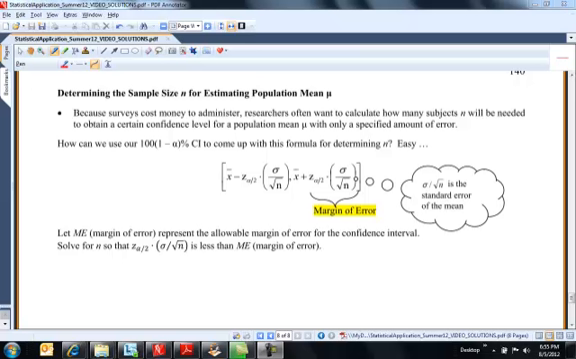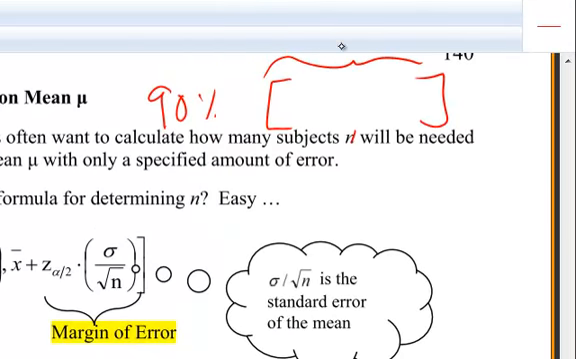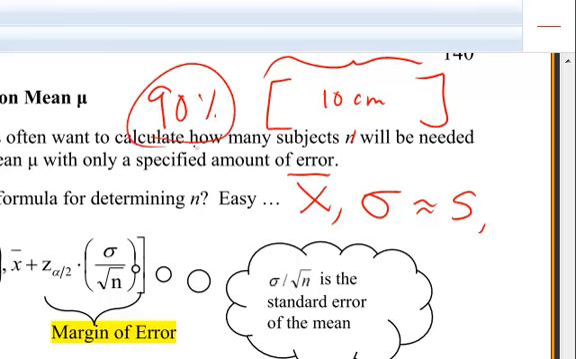If the researchers want, hey, I want a 90% confidence interval, let's say that is 10 centimeters wide. The only thing you have control of: X bar is going to come from your sample. Sigma will be given to you, or you'll compute S from your sample. 90% already tells you your confidence level, and the corresponding z-score is 1.645.